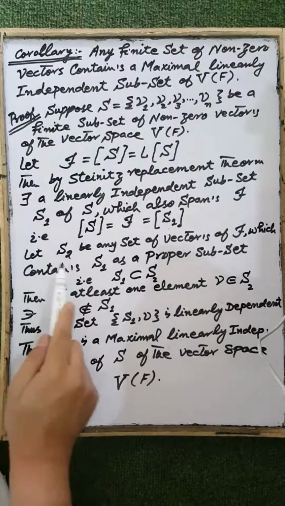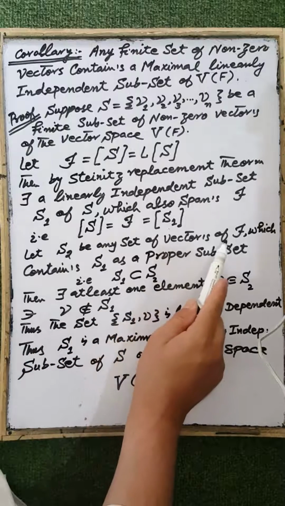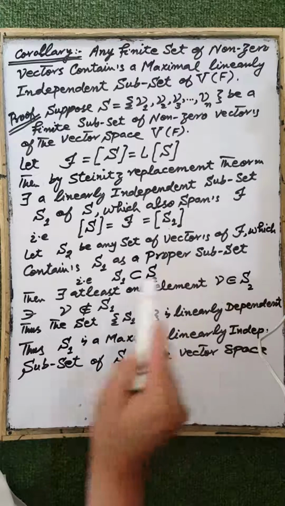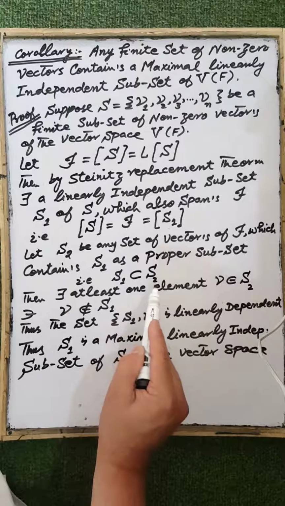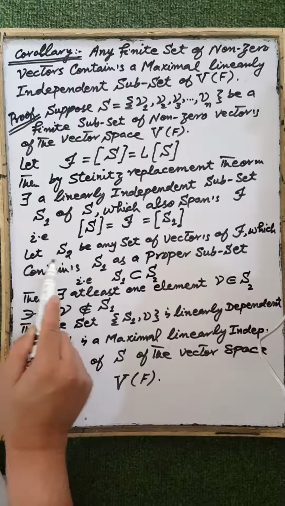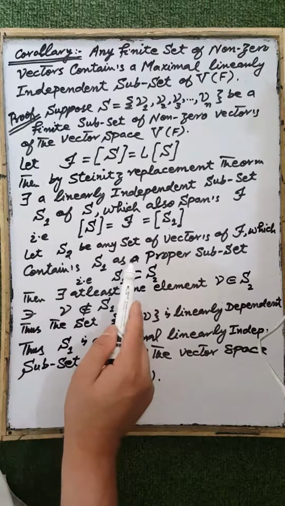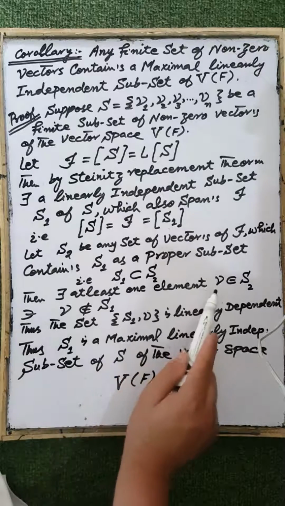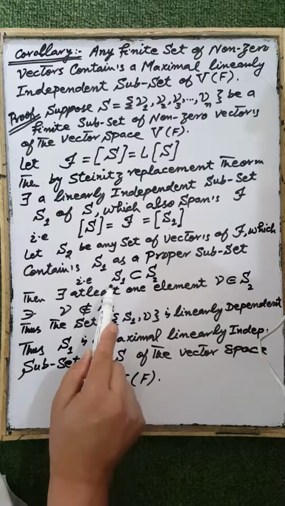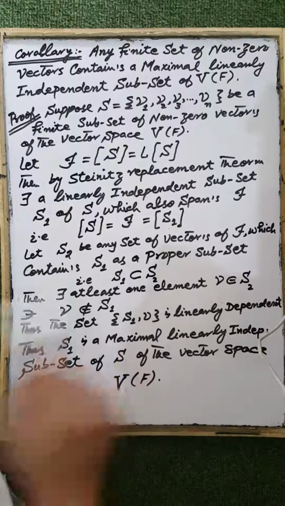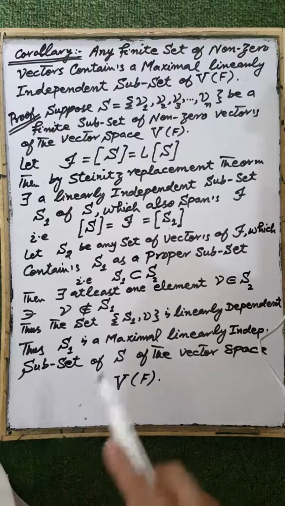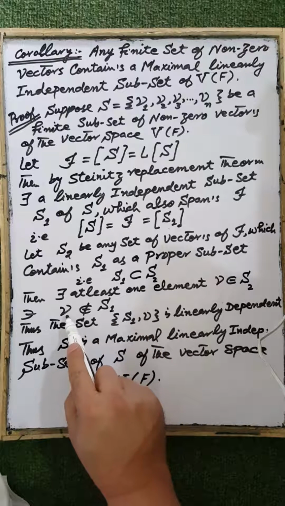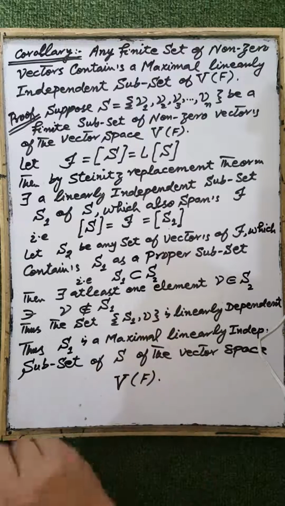That is, let S2 be any set of vectors of T which contains S1 as a proper subset, that is, S1 is contained in S2. That is, S2 is another subset of T which contains S1 as a proper subset. Then there exists at least one element v belonging to S2 which is not contained in S1, that is, S2 is a proper superset of S1.